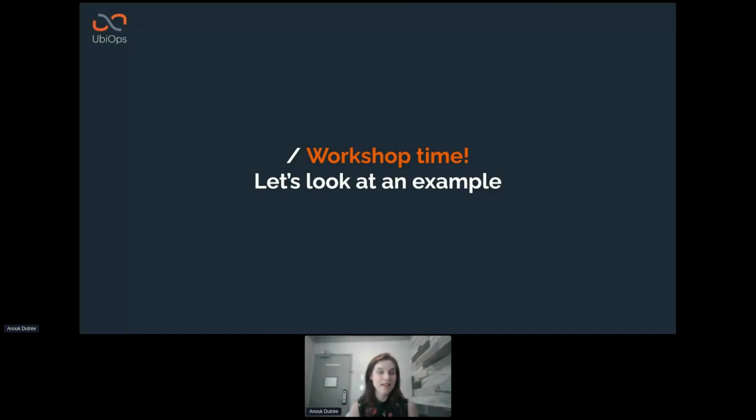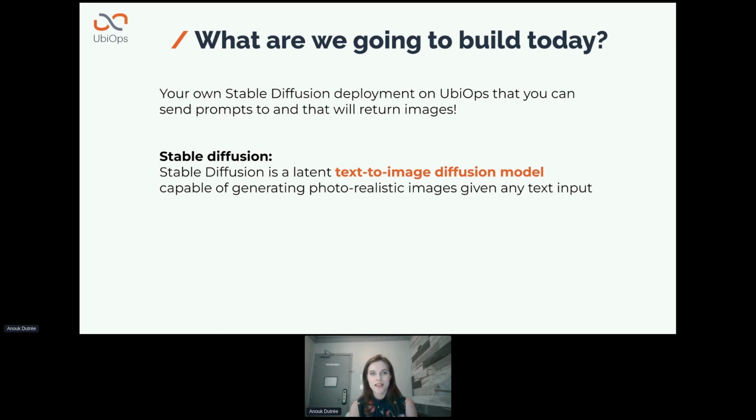So let's look at an example where we can actually deploy Stable Diffusion together, because that's what we're going to build today. Let's first maybe mention what Stable Diffusion is. I think most of you are familiar with it. Stable Diffusion is a latent text-to-image diffusion model capable of generating photorealistic images given any text input.